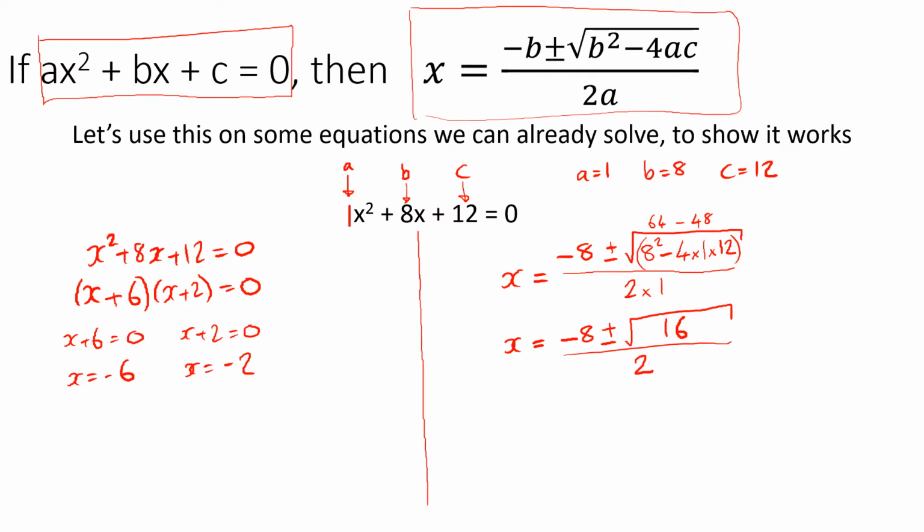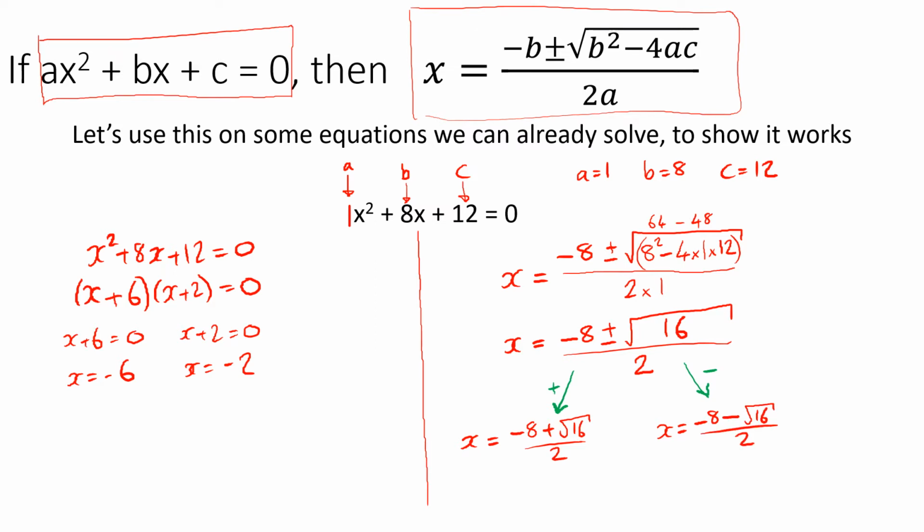Okay, so what does this plus or minus actually mean? What it means is we're going to get two answers: one answer when we use the plus, and one answer when we use the minus. So we have to split this into two possible answers. We're going to get one when we do -8 plus the square root of 16, over 2, and we're going to get another answer when we do -8 minus the square root of 16, over 2.